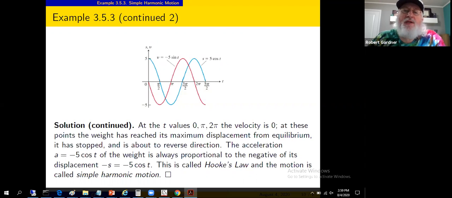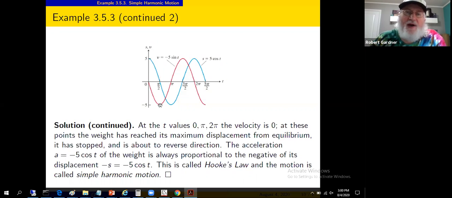Maximum speed, you should be able to visualize, will occur when the weight's in the center, when S equals 0. Is that right? Speed would be the absolute value of velocity. We've got the mass at S equals 0 when the blue one has an intercept. So here, yeah, this is maximum distance from the axis. If we take the absolute value, we get a value of, I guess it's 5.